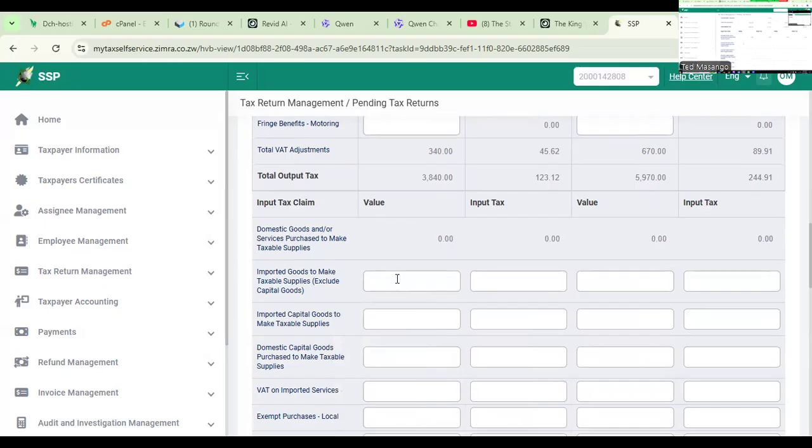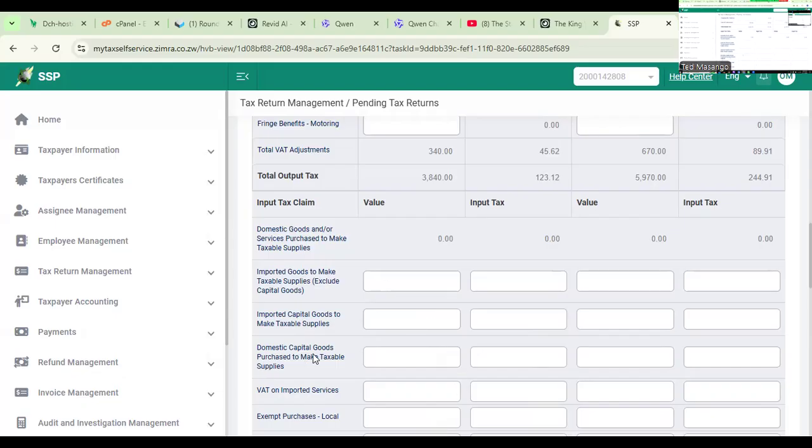If you are to put the amounts there, you must have bills of lading, like your customs clearance papers, which prove that you imported these goods for your business. Imported capital goods to make taxable supplies. So again, these imports must have to do with your business. Again, you should have import papers to prove that.